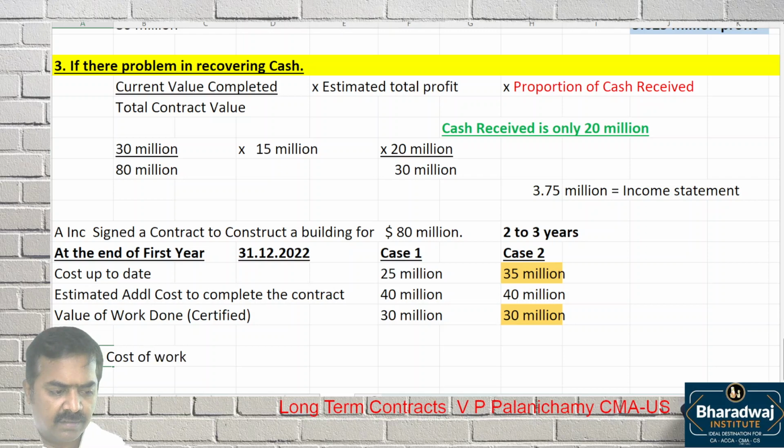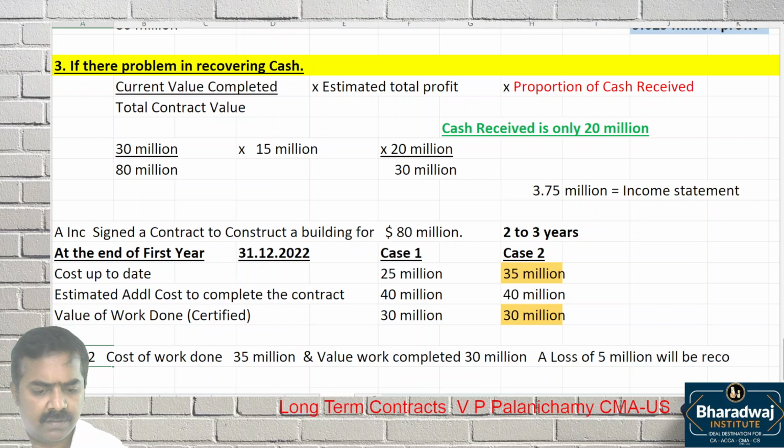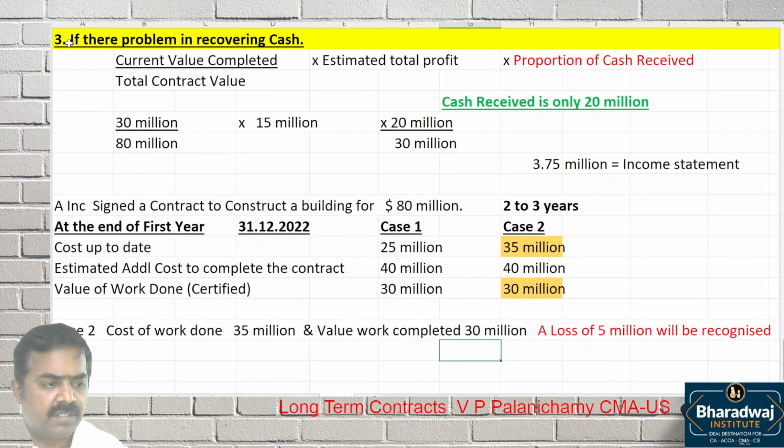Cost of work done, how much? 35 million. And the value of work done: work worth 30 million is complete by spending how much? 35 million means a loss of how much? 5 million will be recognized. Because prudence is the base. Prudence means provide for all losses. A loss of 5 million will be recognized. Have we taken up this third also?